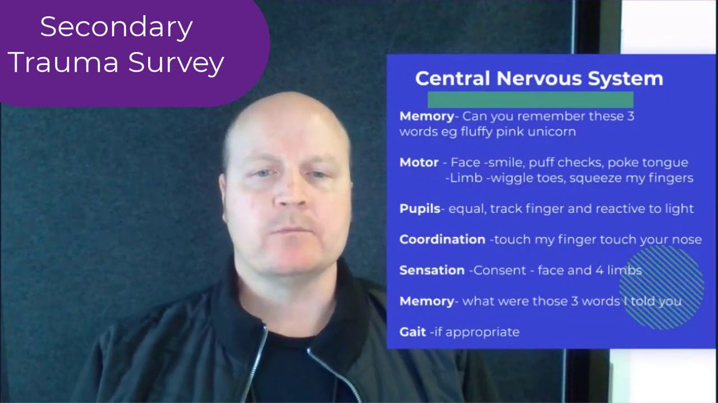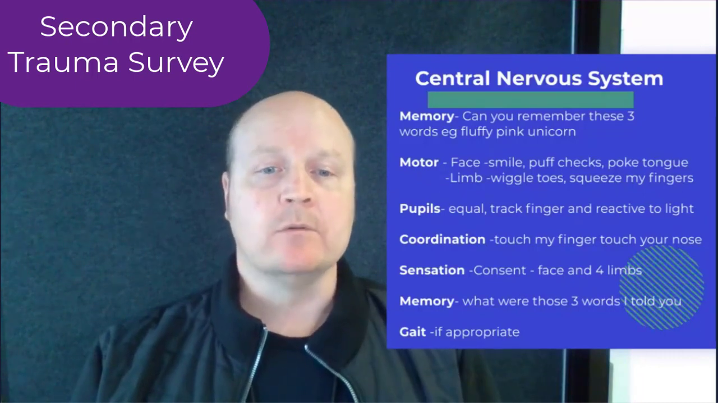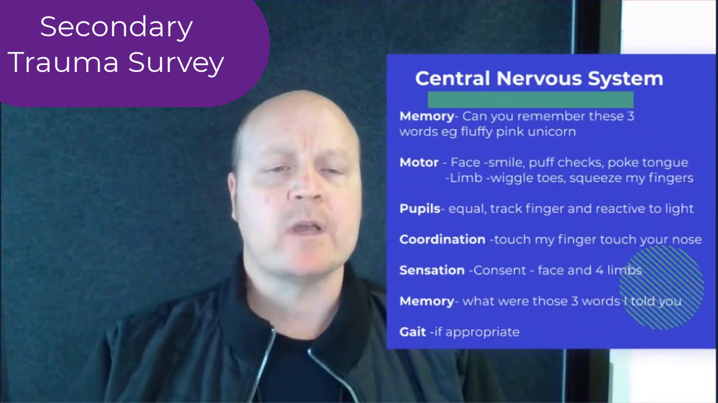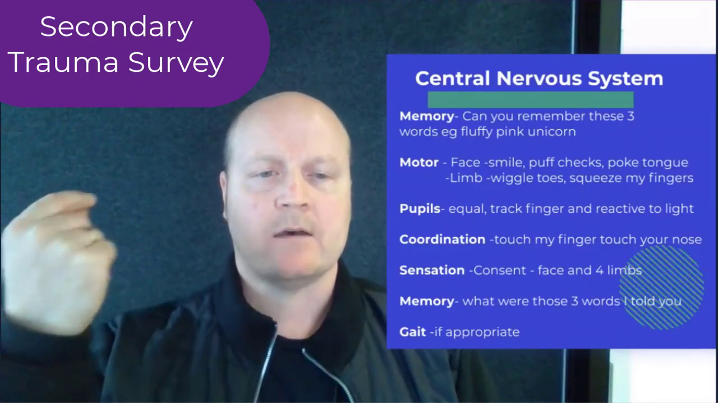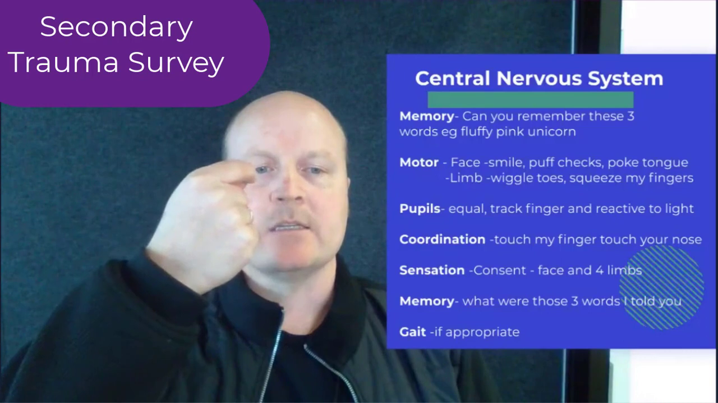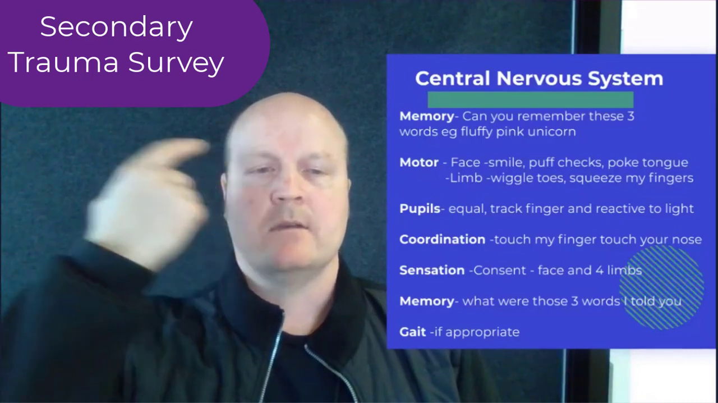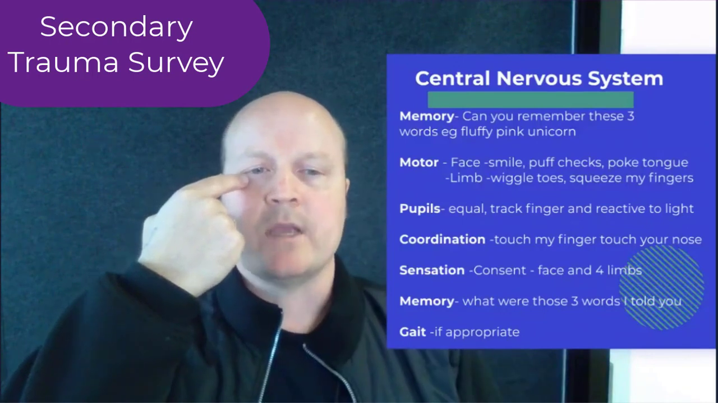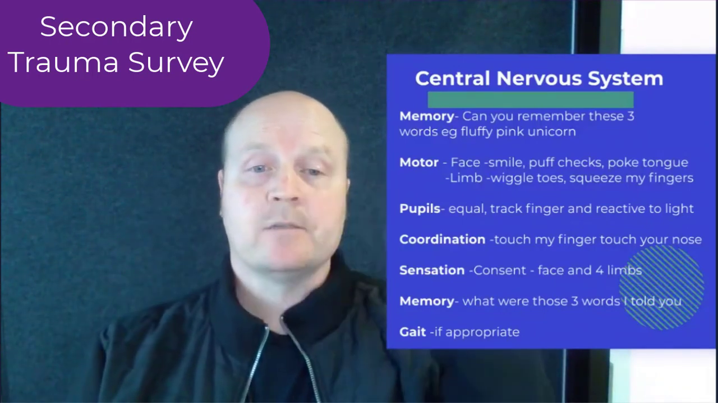Then go into our pupils. When you look in them, are they equal? Can you get them to track your finger? And then are they reactive to light? Getting the pupil torch out, coming from the side, looking to see if the pupil reacts, and then taking it off, come again, and then see if the other pupil also reacts. And do that on both sides.